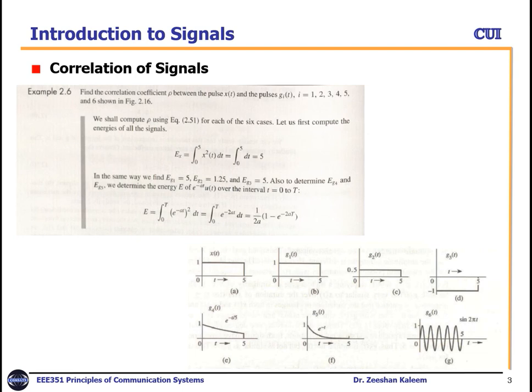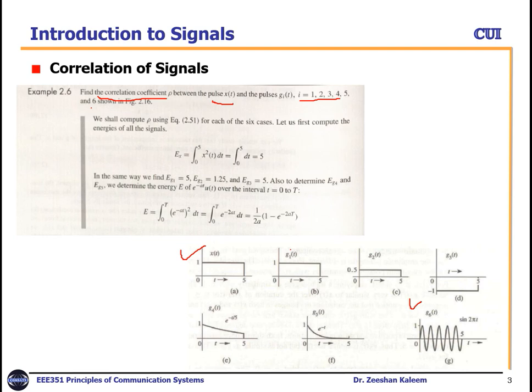Okay, let's find the correlation of a signal. Let's start with an example. We need to find the correlation coefficient rho between the pulse x(t), as given, and the pulses g(t). There are 6 pulses, 1, 2, 3, up to 6, as shown in the figure. So we need to correlate x(t) first with g1(t), second with g2(t), third with g3(t), and so on up to g6(t).